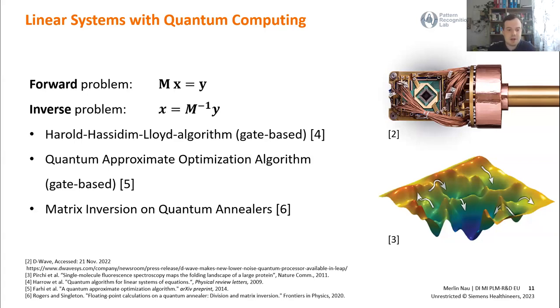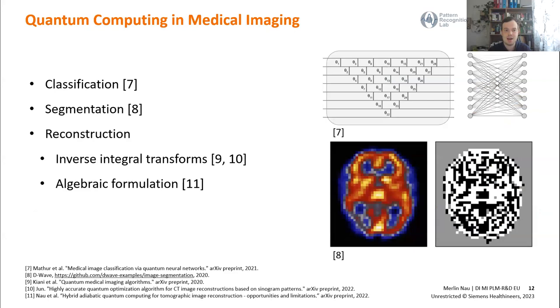But the paper that really got us interested in the topic was this matrix inversion on quantum annealers, which was proposed by Rogers and Singleton in 2020. They basically analyzed what you could actually solve with the quantum annealers, and they solved just 2x2 and 3x3 matrices for a system of linear equations. Now, we wanted to investigate this approach a little bit further and see if it would be applicable to the scenario that we actually have.